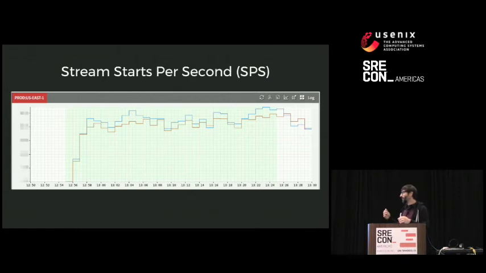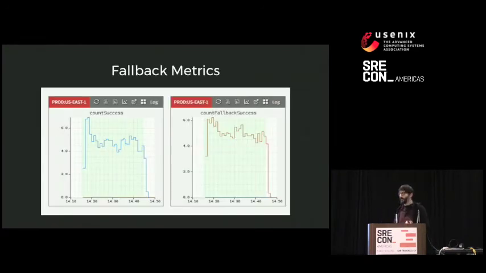So this lends confidence to our hypothesis that this type of failure does not affect our stream starts per second. The fallbacks and personalization are adequate. They're pretty good. Here's another way of looking at that.